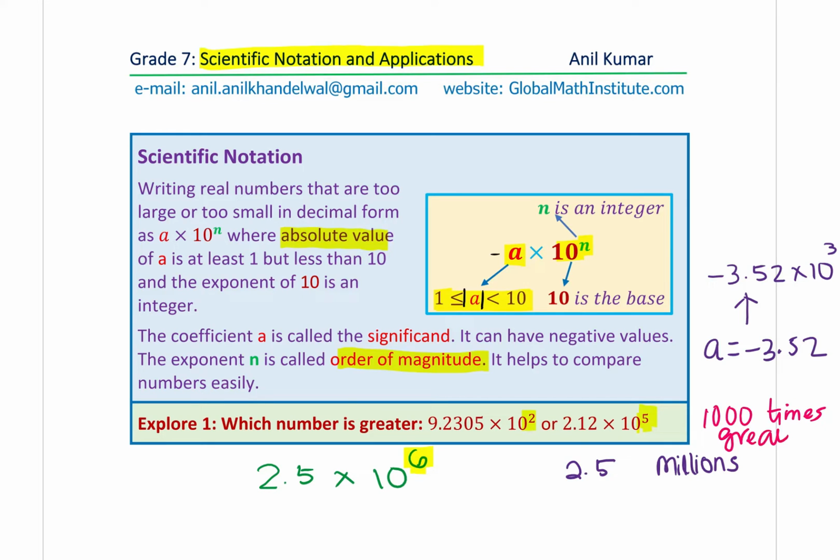Which number has a power of 10 to the power of 5, right? So that is how, comparing the index, you can easily find out which number is greater. If they have the same index, then of course you have to check the number, right?